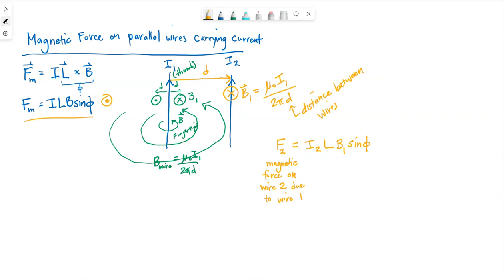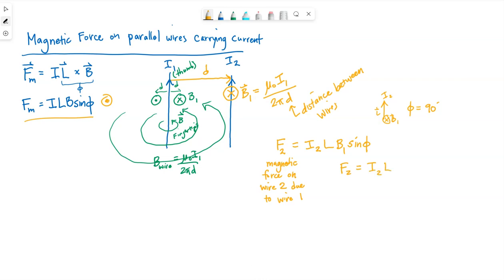Now, phi is the angle between the direction of current flow in wire 2 and the magnetic field. So the current flow, I2, is up. We use that to define the direction of L. The magnetic field is into the screen. So B1 is into the screen. The angle between these two vectors is 90 degrees. So we can simplify this in this case.